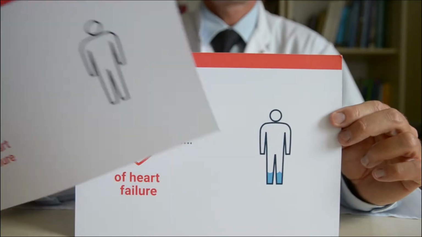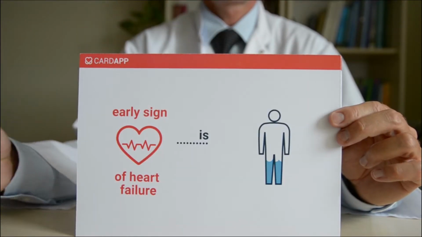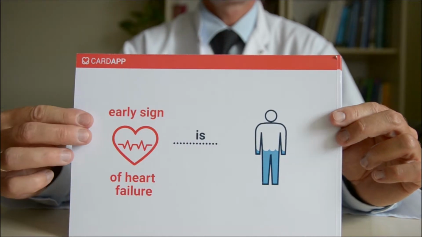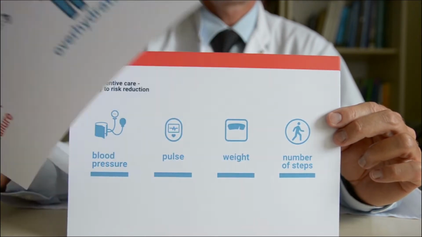It causes 47% of all deaths across Europe. But it can be prevented. One of the early signs of heart failure is overhydration. What type of data is needed to detect early threats?